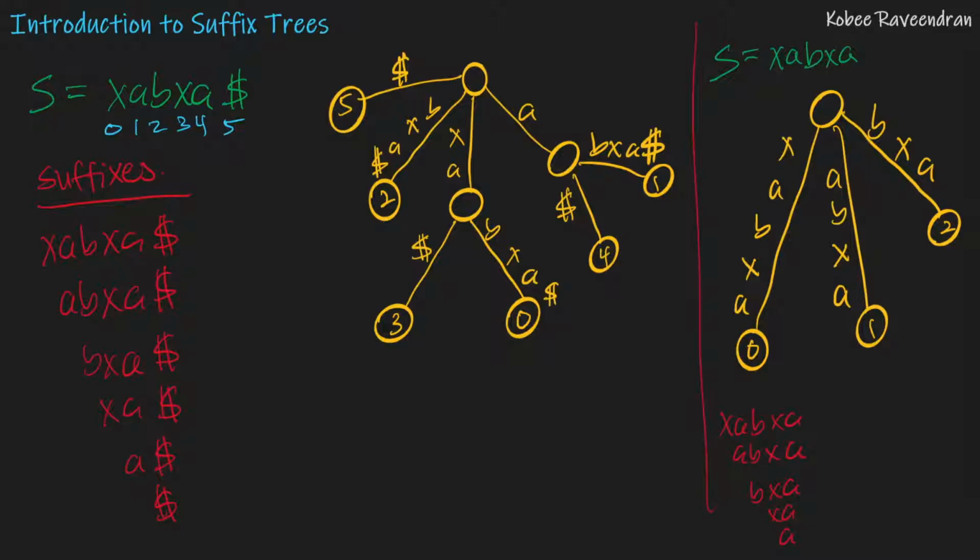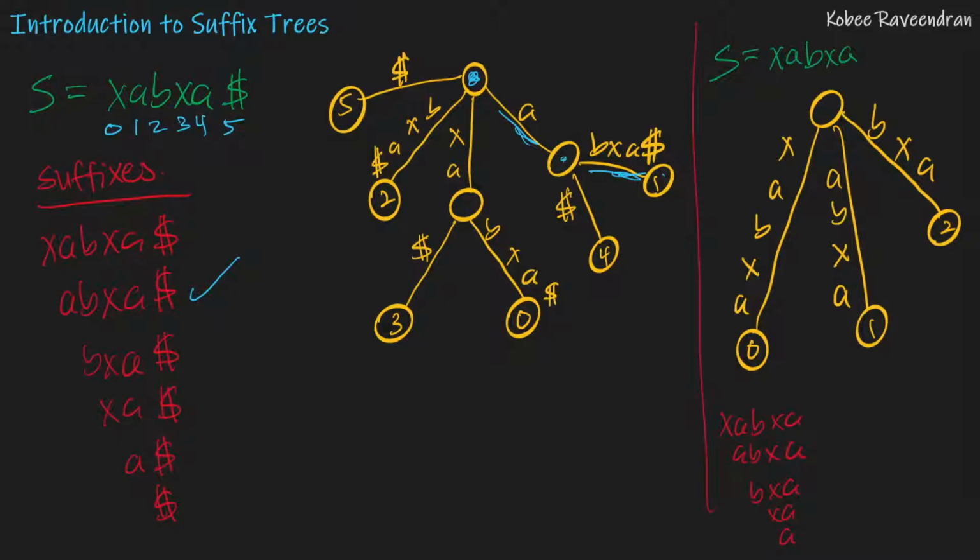So for example, if I started at the root, took this edge, picked up that A, ended up here, and then took this edge, picked up the BXA$, and ended up in this node, I'd have the string ABXA$, which is a suffix of S. And the number inside the leaf node just tells me where in the original string that suffix started from. So for example, this one says I started from index 1, and we can see that's true. That is ABXA$.